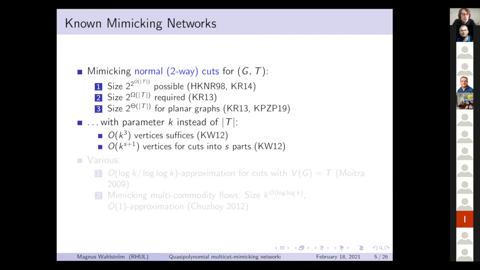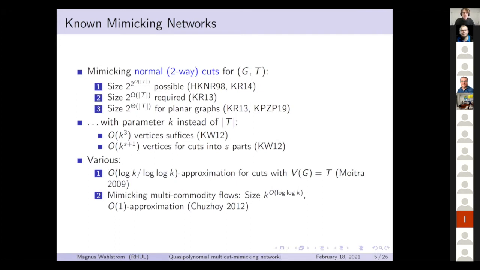we know that for 2-way cuts, you don't need 2 to the T. You can get away with k cubed vertices for mimicking cuts into 2 partitions, and for cuts into s parts, you need k to the s+1 vertices. So this is the 2012 paper with Stefan.